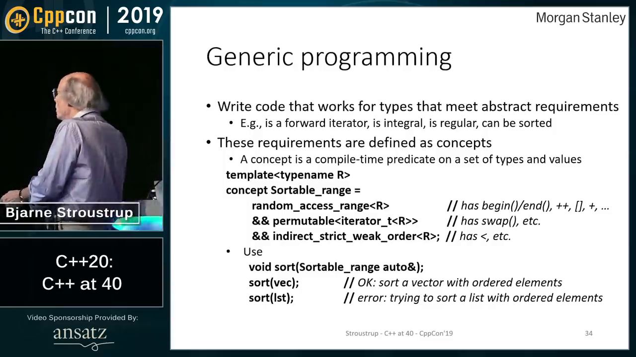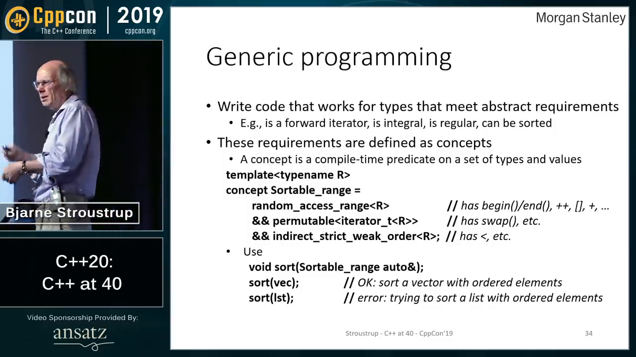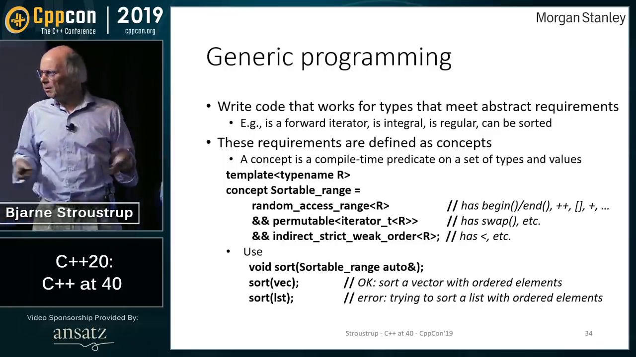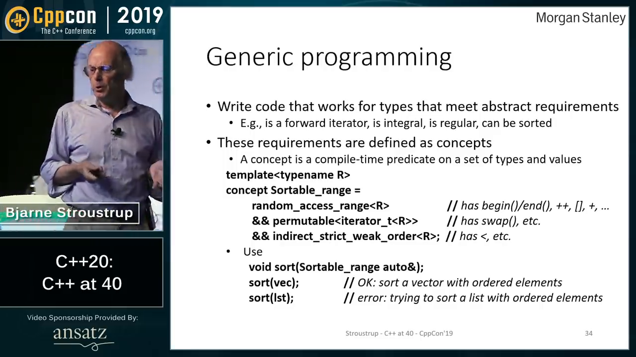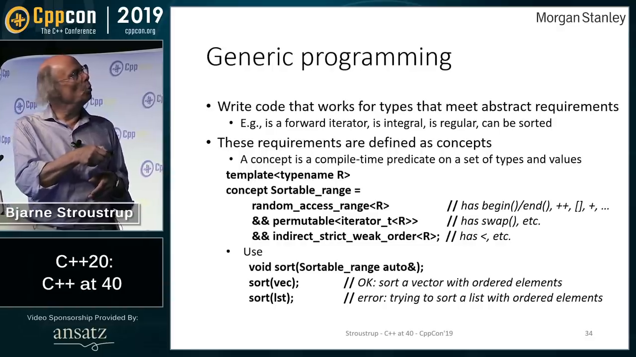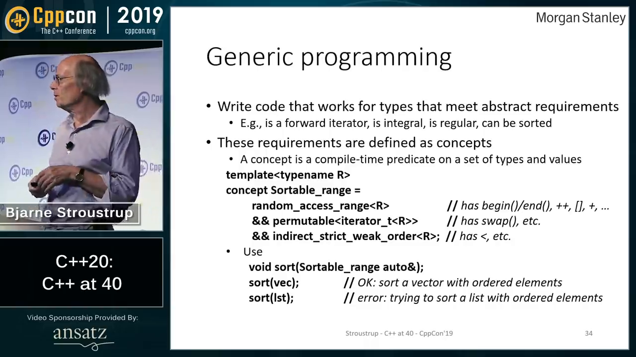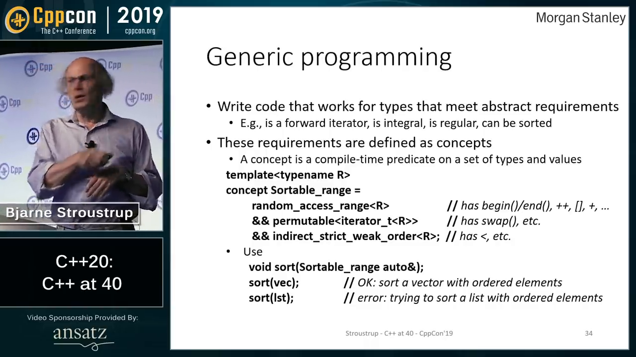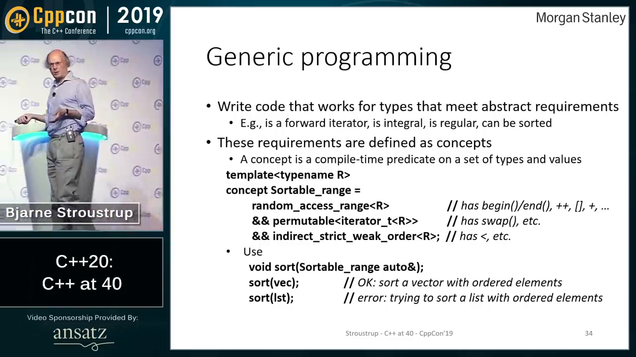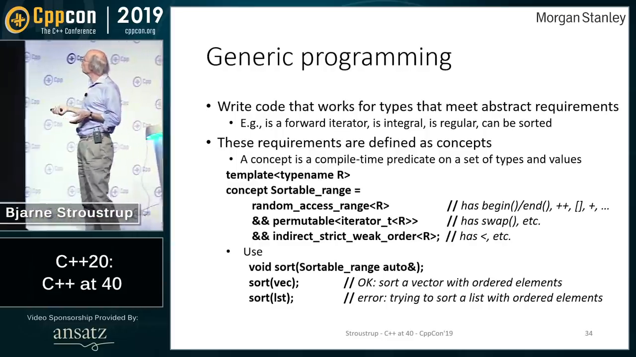Generic programming: we want to write code that works for types that meet abstract requirements. So we start out wanting to be able to sort anything that's sortable or do arithmetic on anything that actually are numbers and things like that. So we have concepts like forward iterator, is integral, is irregular, and can be sorted, things like that. You'll notice the integral is in K&R1. So this is pretty fundamental and not all that new.